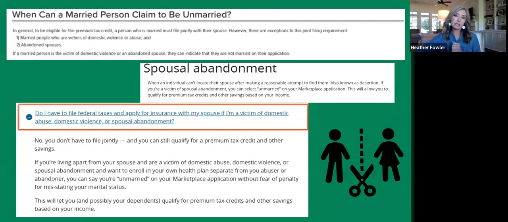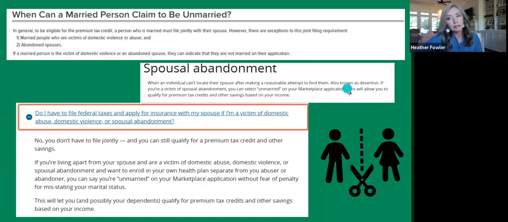So I mentioned that there were 3 exceptions to a person that is married. Normally, the general rule is if you're married, then you have to file a joint tax return. But there are some exceptions to that. Okay. So that's to be eligible for a premium tax credit. Normally, you would have to file jointly with your spouse. But if one of the spouses is a victim of domestic abuse, then they can put unmarried on the application. Okay. Also, if the person is an abandoned spouse, they can also put that they're unmarried.